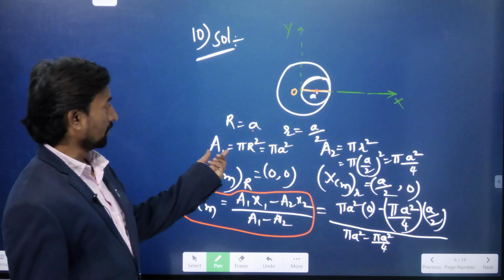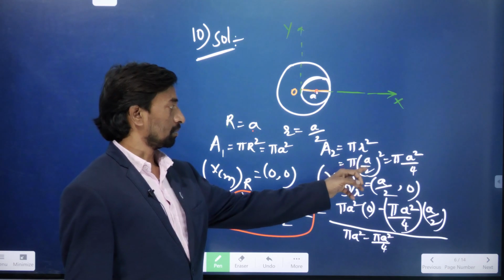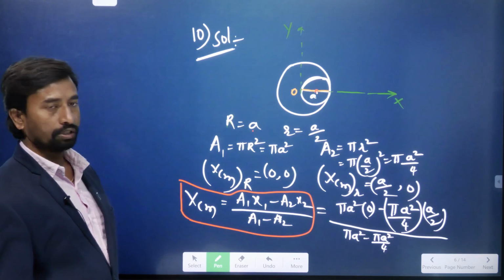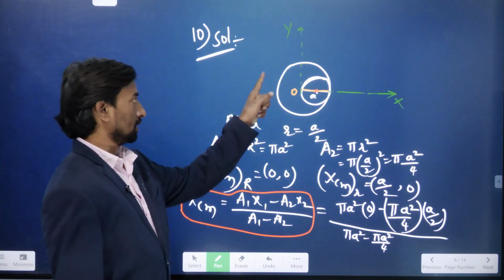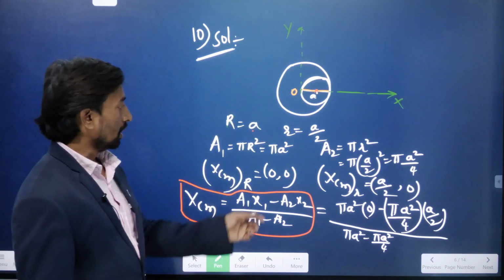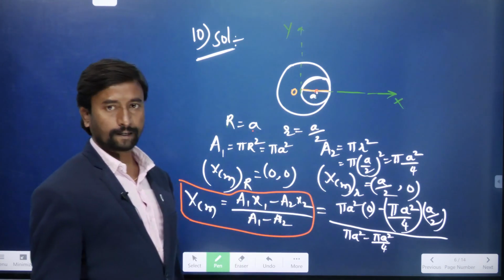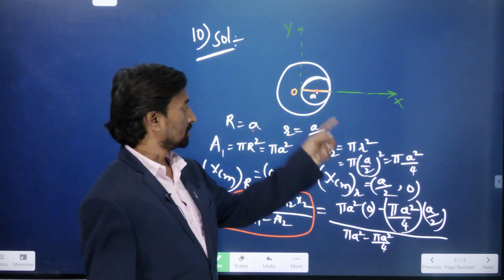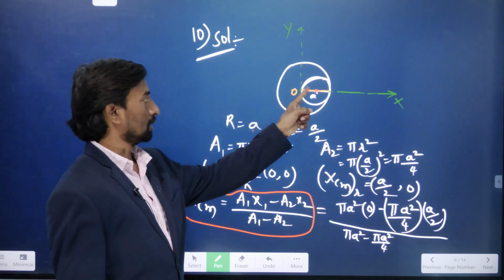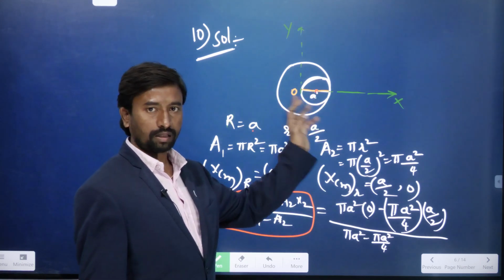Then A1 is pi a square and A2 is pi into small r square, where small r is a by 2, whole square, so it becomes pi a square by 4. We find the coordinates: the center of the bigger circle is at the origin, 0, 0. The center of mass of the smaller circle is at a distance of a by 2, 0 from the origin. Why is y 0? Because it is on the x axis.